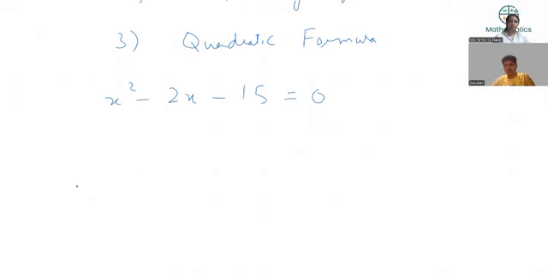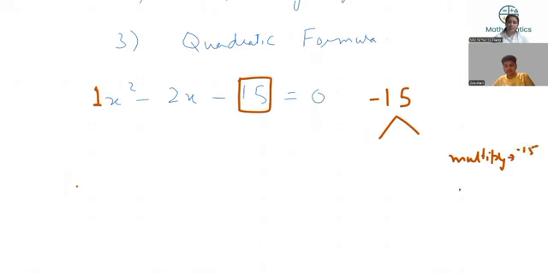The method to solve it is, what is the constant? The constant is negative 15. And what is the coefficient of x squared? The coefficient of x squared is 1. You just need to multiply 15 with the coefficient of x squared. What will you get? Negative 15. Now you need to factorize it in a way that when you multiply them, you get negative 15. When you add or subtract them, you should get negative 2, the middle term.